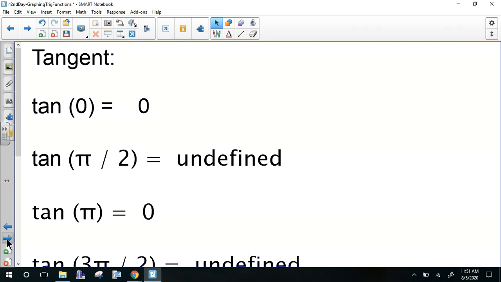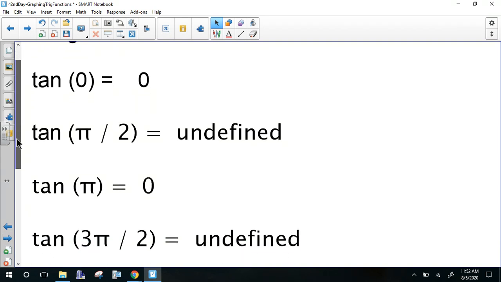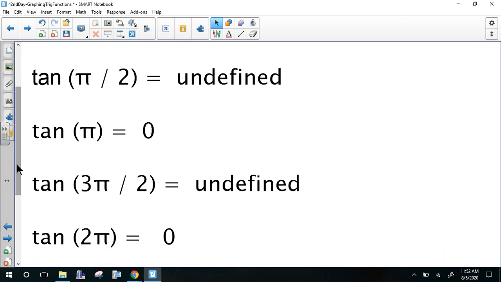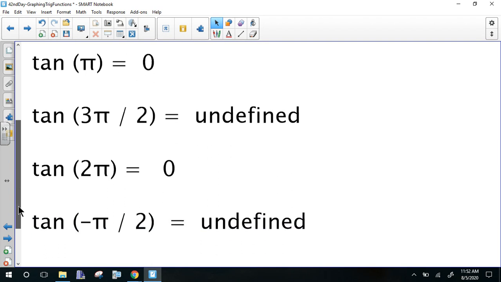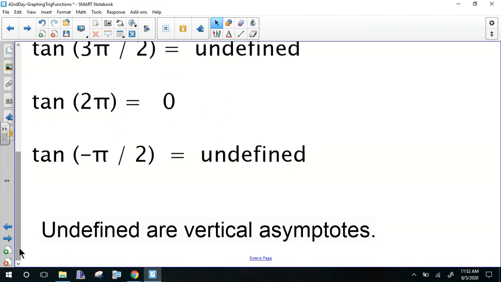Tangent is a little bit different from cosine and sine. Tangent has some points where it's undefined, so you're going to have vertical asymptotes in the graph of tangent. So here are the points for tangent. Tangent of 0 is 0, tangent of pi over 2 is undefined. So at every half pi, it's undefined. Okay? And at the undefined numbers, they're vertical asymptotes.